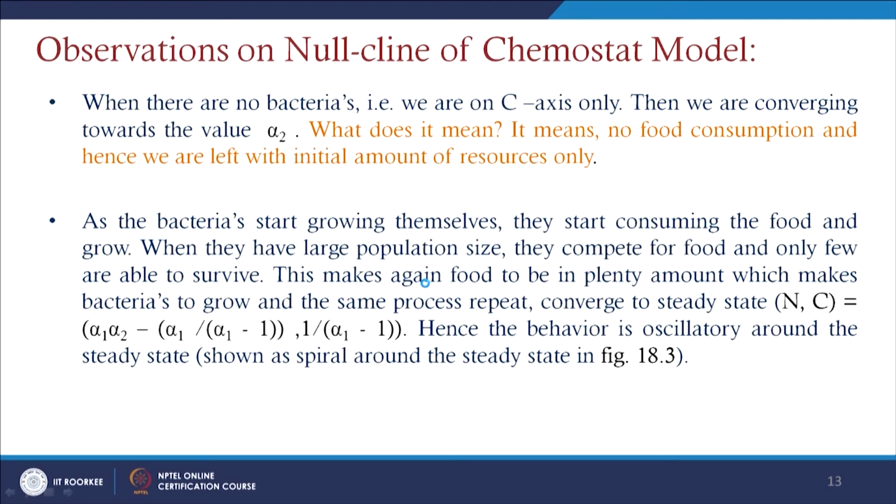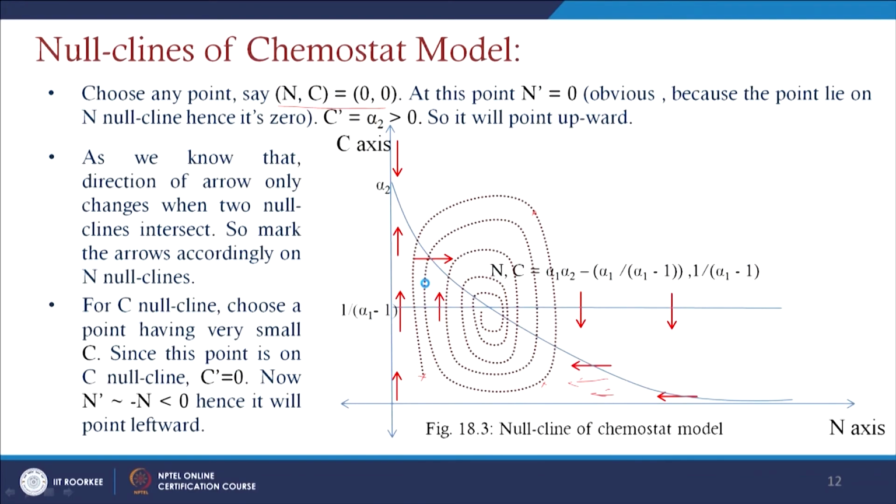Hence, the behavior is oscillatory around the steady state, as we have shown here, that is the spiral state, which is showing over in this range here. And finally, we have obtained that the steady state is achieved at alpha 1 alpha 2 minus alpha 1 by alpha 1 minus 1 and 1 by alpha 1 minus 1.